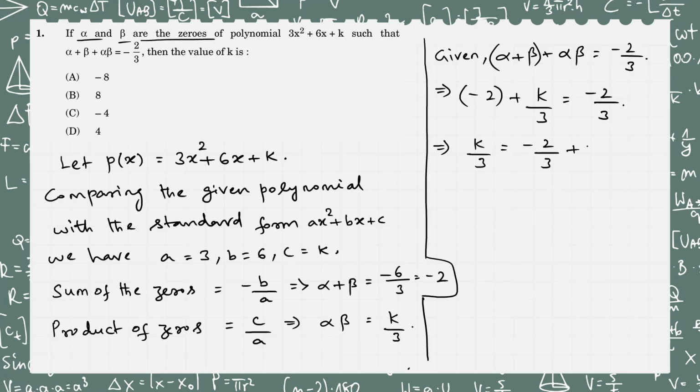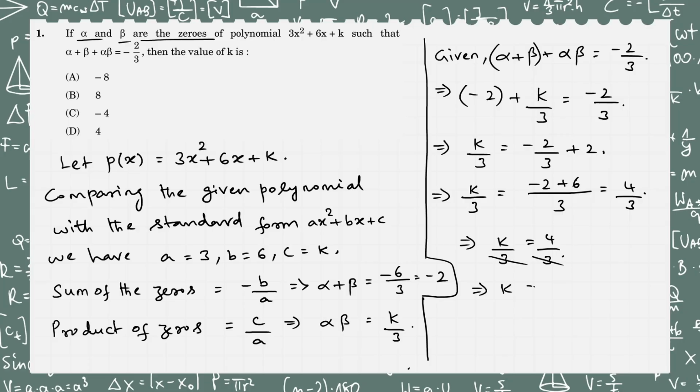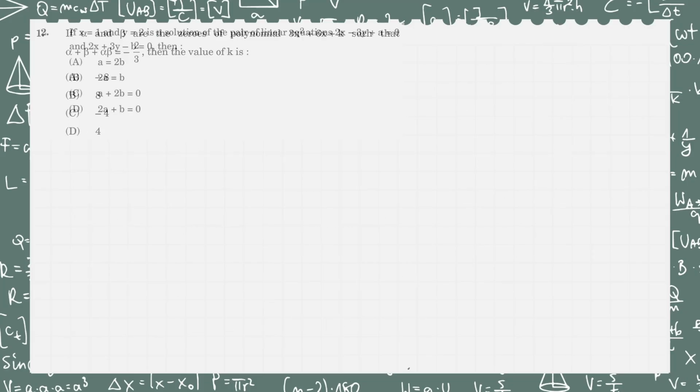Minus 2 goes to the other side, becomes plus 2. Now we have to take 3 as LCM for the other side also. This will be minus 2 plus 3 2s are 6, which will give us 4 by 3. That implies k by 3 equal to 4 by 3. These two 3's will cancel. So k's value will be 4. Option D is the correct answer. Let's move on to the next sum.